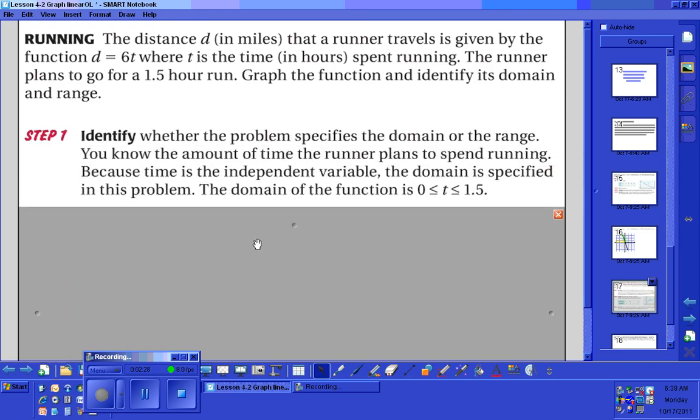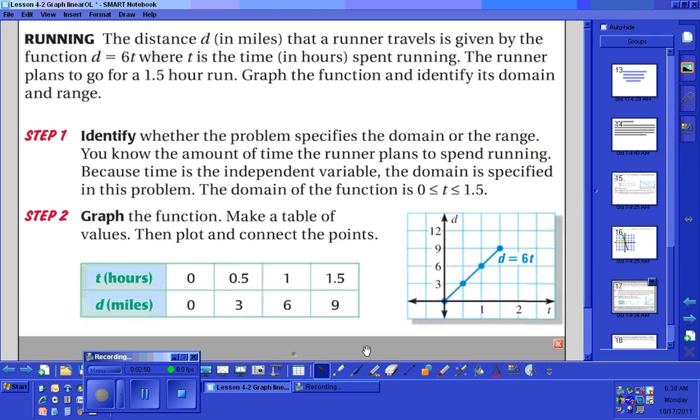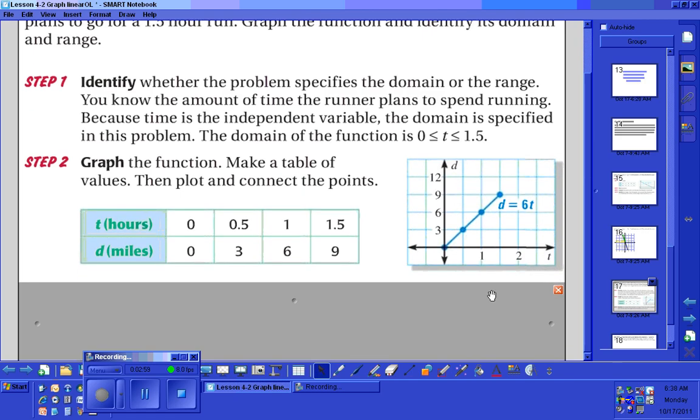First of all, is this particular problem telling us domain or telling us range? Well, they're saying that the time has to be no more than 1.5, and logically it can't also be less than 0. So they're limiting our domain, and we can say that the domain of the function is everything from 0 through 1.5 inclusive. If you make a graph of this particular function, you'll see that the domain starts at 0 and goes through 1.5. You can plot those points on the graph to see the path of the runner.